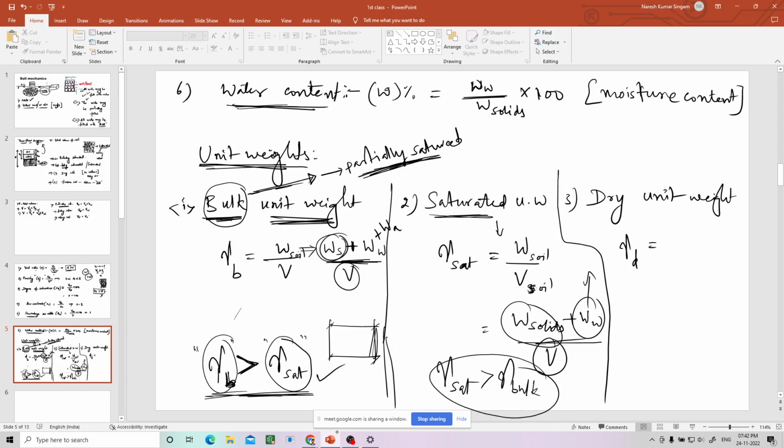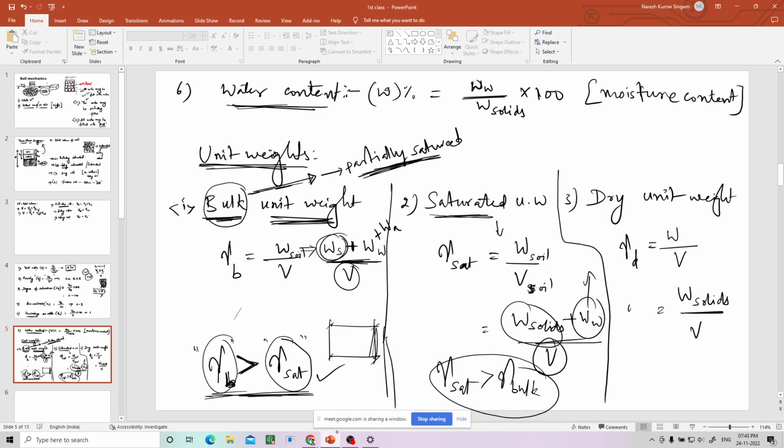Okay, what about dry unit weight? Again, weight of the soil and volume of the soil. So in this, weight of the soil will be equal to weight of the solids, because weight of water is zero, because there is no water. That's why it is called dry unit weight.